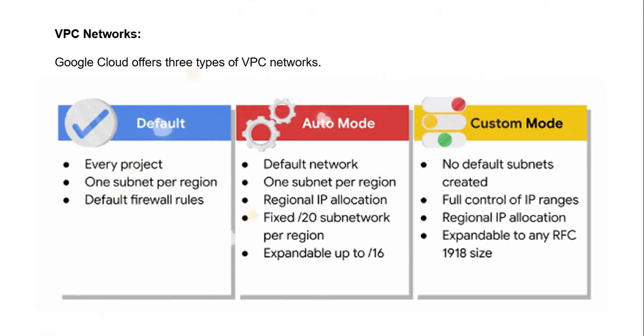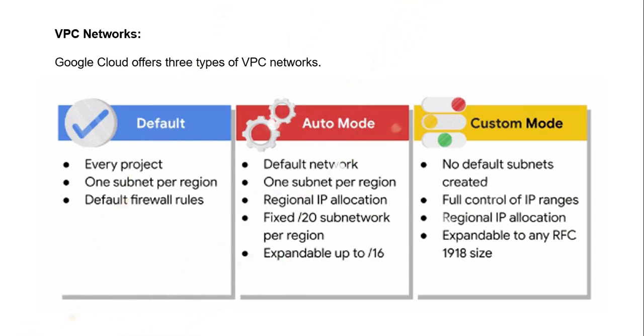But by default, the ingress rules allow traffic from anywhere. Next one is auto mode VPC. In this network, one subnet for each region is created automatically. It also automatically creates subnets with a set of predefined IP ranges, with a /20 subnetwork per region. We can also expand it up to /16.